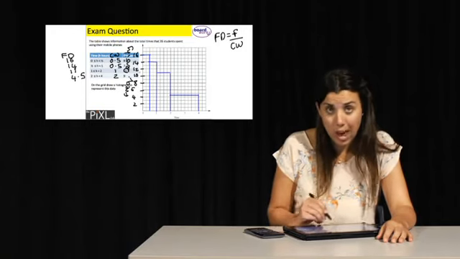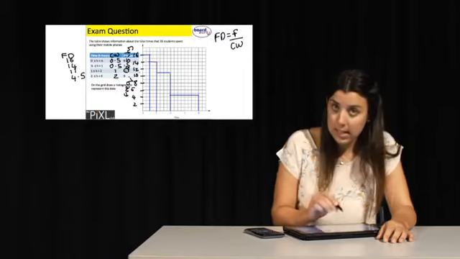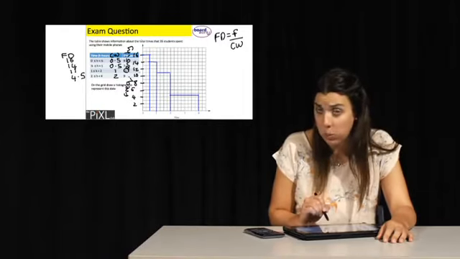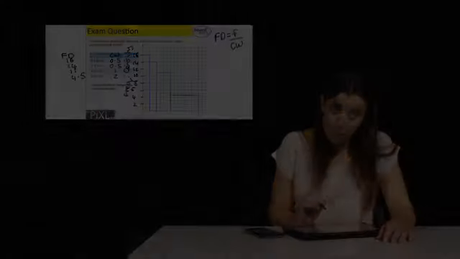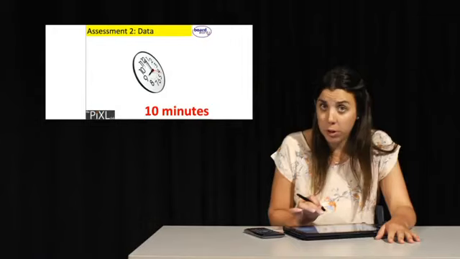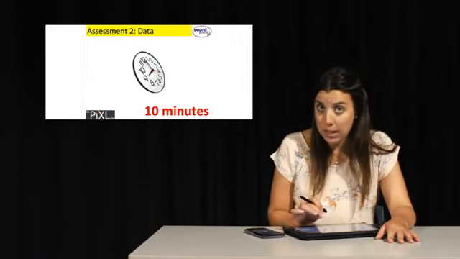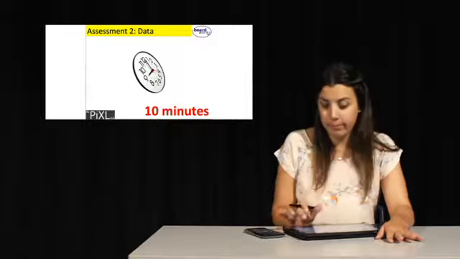As you can see, on the x-axis, our widths are unequal, and on the y-axis, we have plotted the frequency density which we've calculated. It's now time for you to take a short 10-minute assessment on the data section that we've just covered, which will be on histograms. Pause the video now, 10 minutes, off you go, good luck.